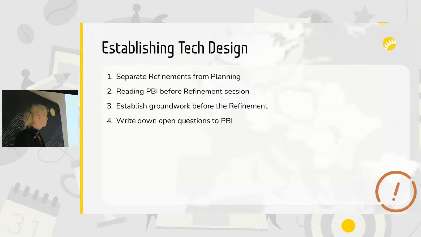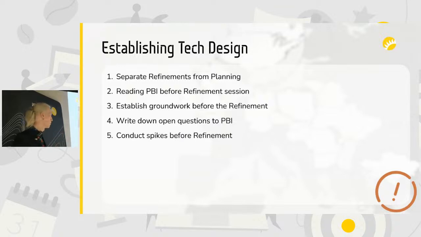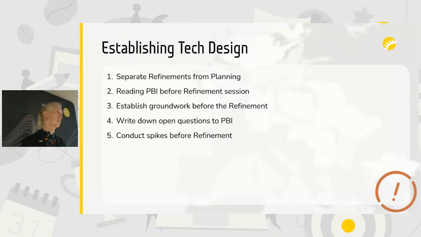Then you may write down open questions to the product backlog item. Even if you simply write the questions, it also helps people understand, okay, I'm responsible for something, to make it clear, not just the business analyst feeding me with knowledge. Then maybe you allow them, since they are doing some groundwork, to check some libraries as spikes, how it works, before they actually come to refinement and say, okay, it's easy.